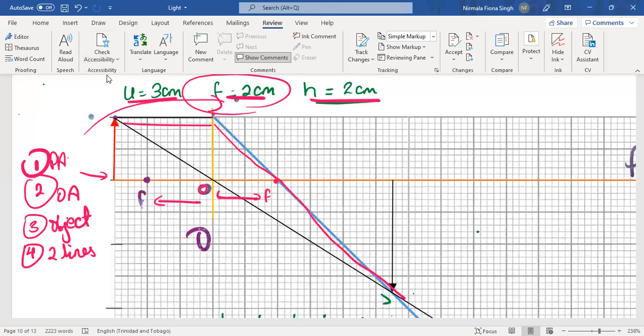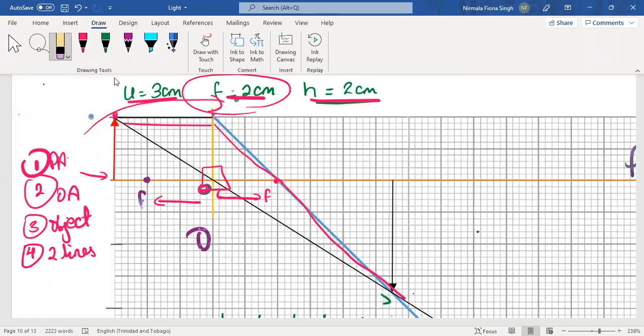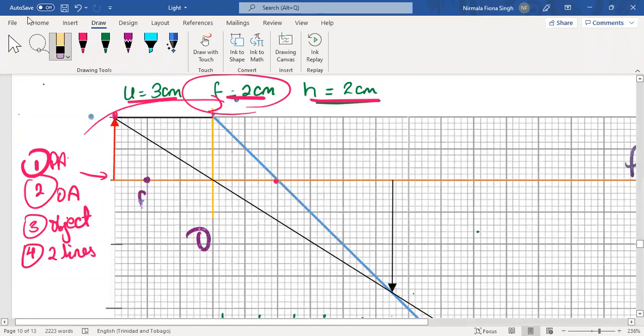Your second line that you draw, it has to start from the very top of your object, pass through your optical center. Remember, this is your optical center. You draw that line as far down as you can. All right, and where those two lines meet is where your image will form. So this will be your image here.